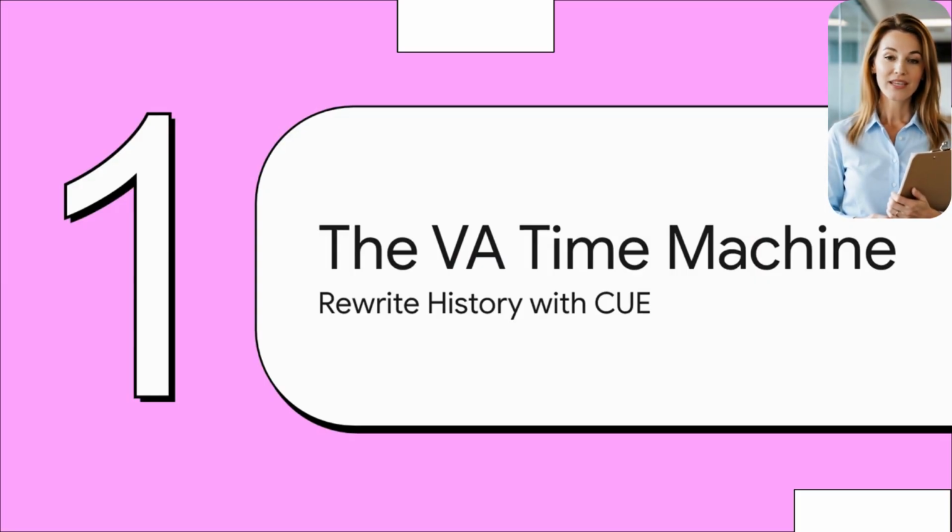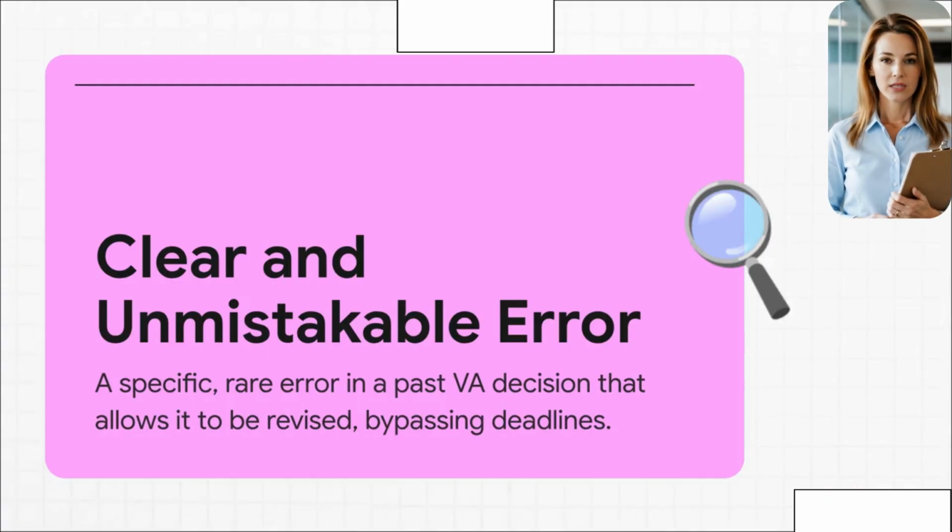Honestly, the best way to think about it is like a legal time machine. See, this isn't just about asking the VA to take another look at your case. A CUE motion literally goes back in time to that original decision and corrects the mistake, just as if it never even happened.